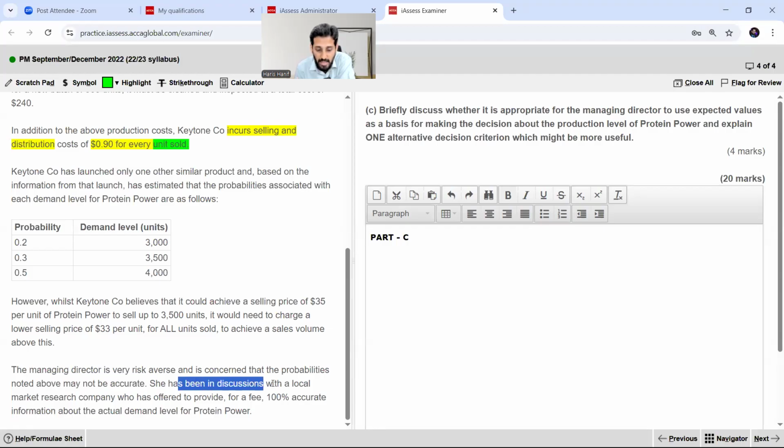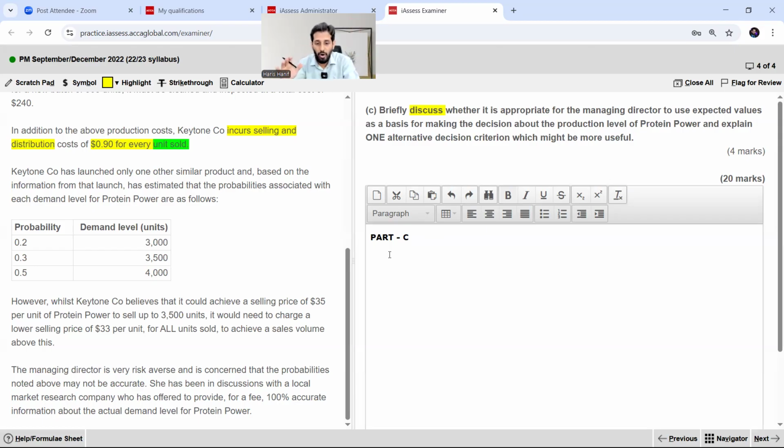She has been in discussion with a local market research company who has offered to provide a forecast, for a fee, that is 100% accurate. Okay, we have concluded the value of perfect information. So she is risk averse. Now, briefly discuss for 4 marks. When it comes to the word discuss, it simply means you have to cover every aspect and discuss this and that.